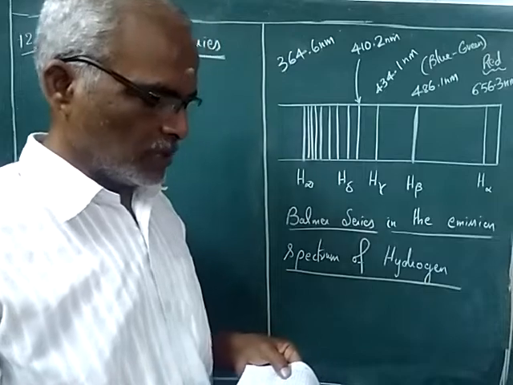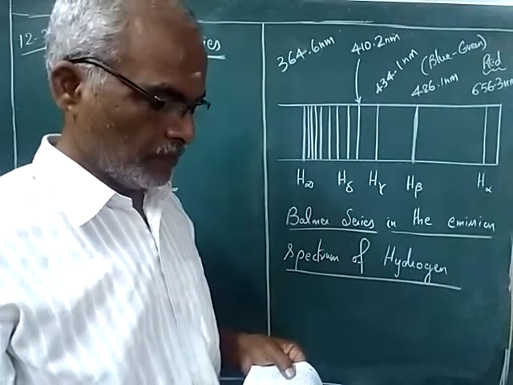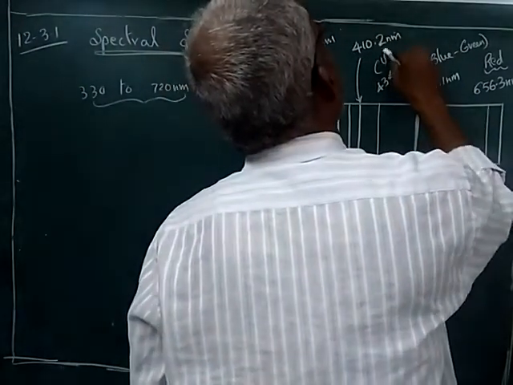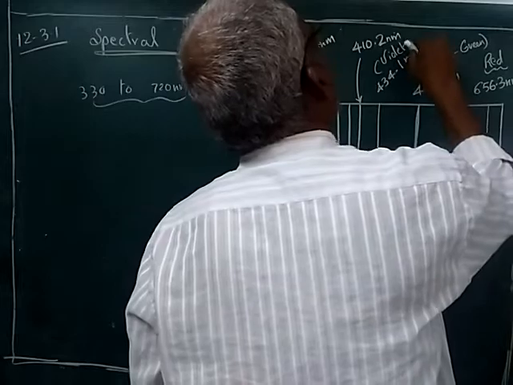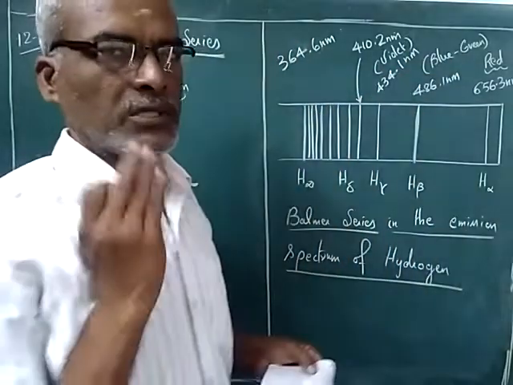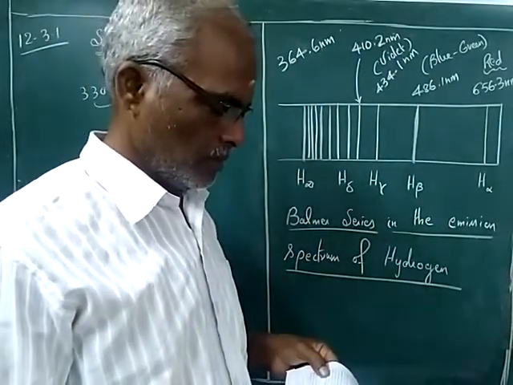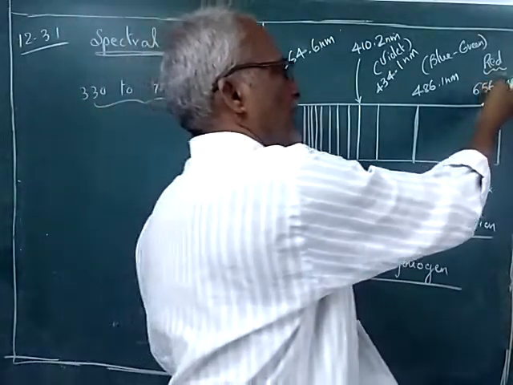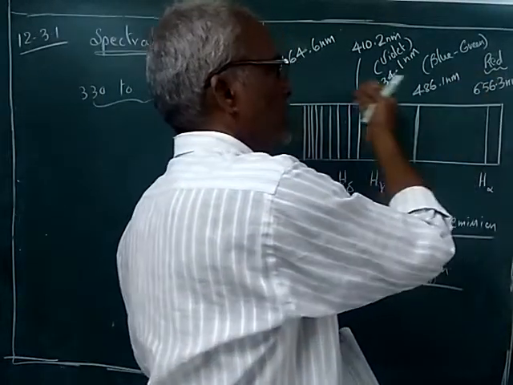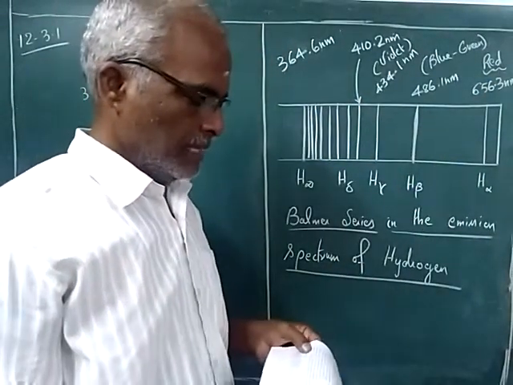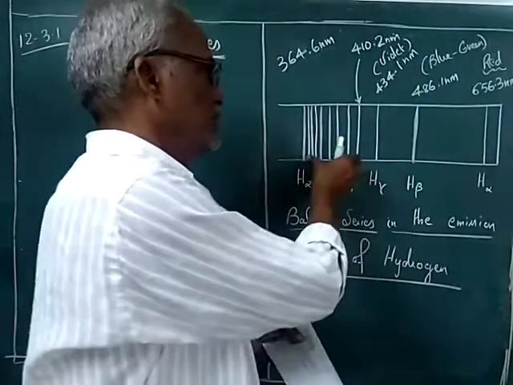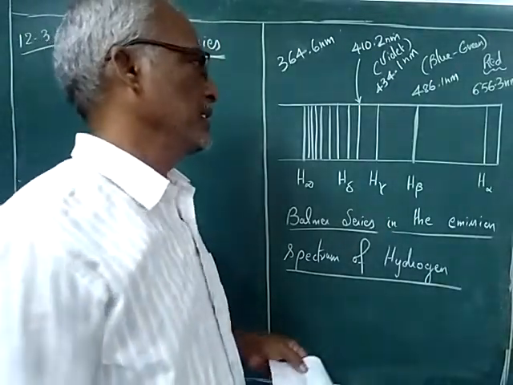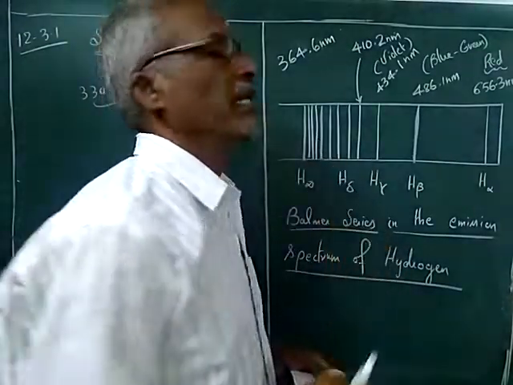The third line, 434.1 nanometer, is in the violet region. Shades of violet. It is very close to violet. And so on. As the wavelength decreases, so here we have higher wavelength and slowly it decreases, the lines appear closer together. See, these lines are appearing very close together and are weaker in intensity.